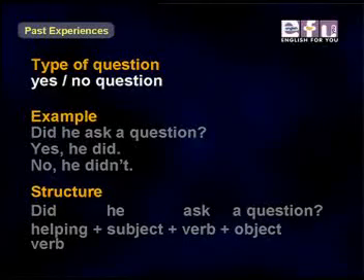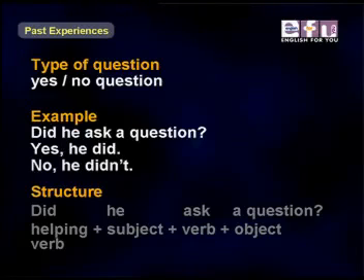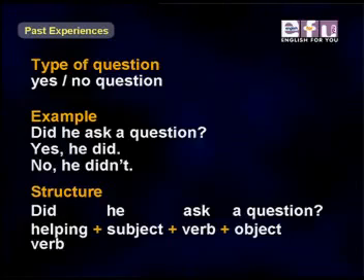Now, first type of question is a yes-no question. For example, did he ask a question? Yes, he did. Or, no, he didn't. Now let's look at the structure. We use did as our helping verb. We start with that. Then add the subject, he, plus your verb, ask, and your object, a question. So it becomes, did he ask a question? And remember, when we use the helping verb did, the main verb stays unchanged in the simple form.